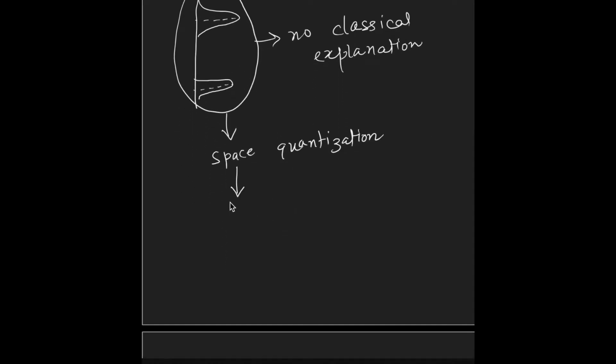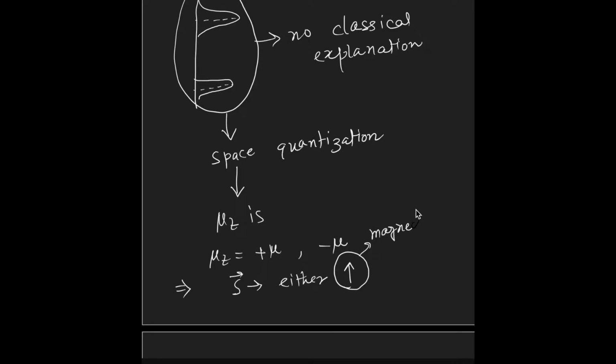This means only two possible values of mu z are allowed. One is mu z equal to plus mu and another is minus mu. That means spin can only take a value either in the up direction, that means in the direction of the magnetic field, or in the opposite direction of the magnetic field. No intermediate value of the spin is possible here, and that is because of quantum mechanics. There is no classical explanation for this phenomenon.